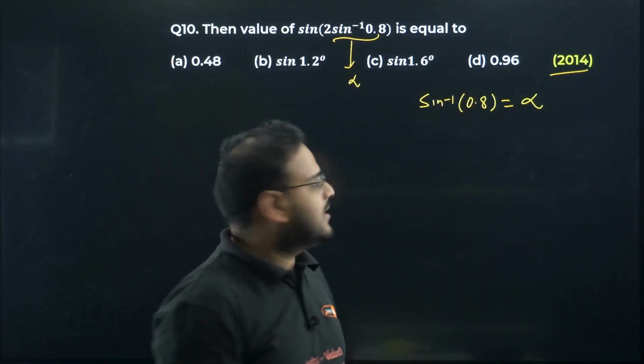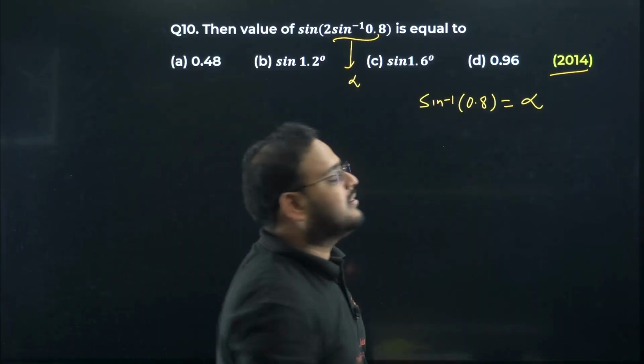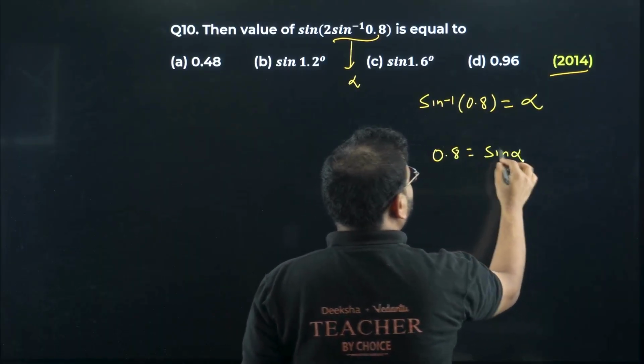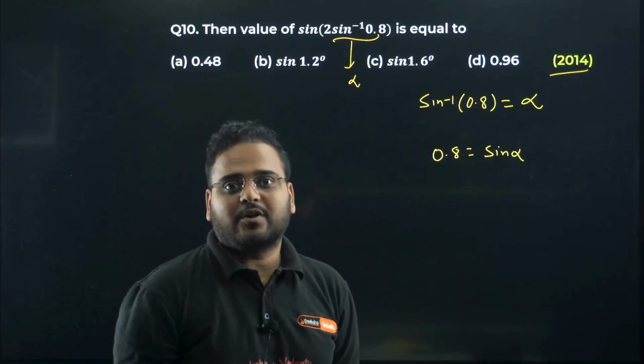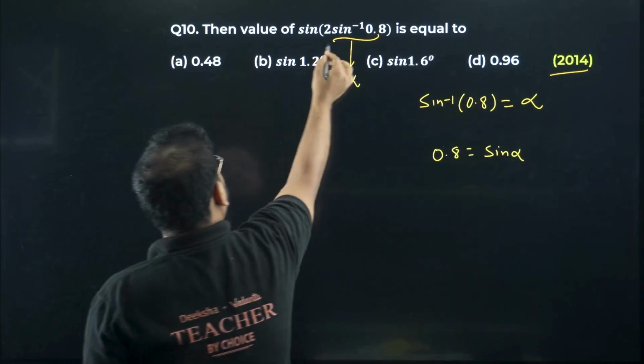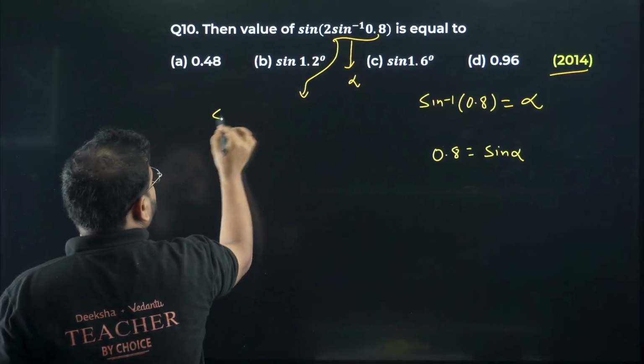How do you solve this? Taking sine on this side, I get 0.8 equals sine alpha. How do you find cos alpha? Why do I need cos alpha, sir? You don't? Please check. What are they asking?